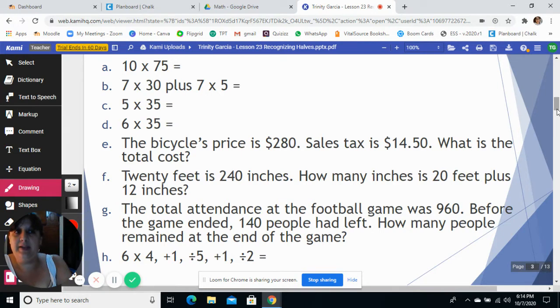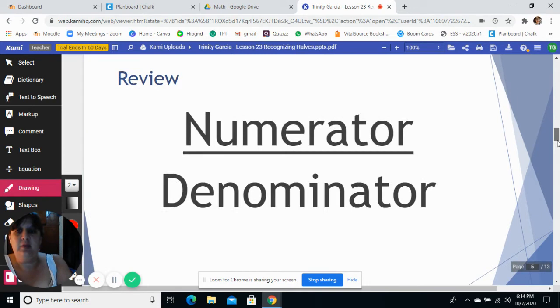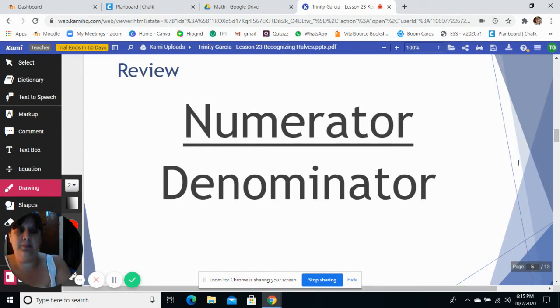All right, welcome back. Now we're going to skip problem solving for today. We're going to review what you might have talked about last year. When you're dealing with fractions, the numerator goes on top and the denominator goes on the bottom. I like to remember that by thinking of denominator like demon, and demons are under the ground, in hell. But you can think of it however you want, whatever helps you remember that the numerator is the number up on top and the denominator is what is down on the bottom.